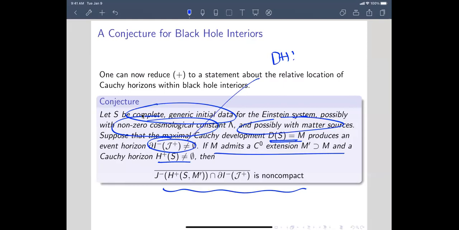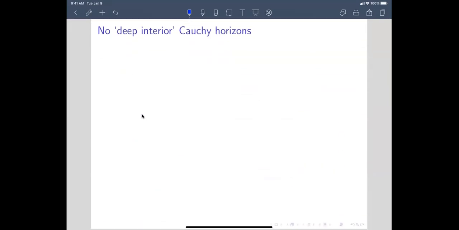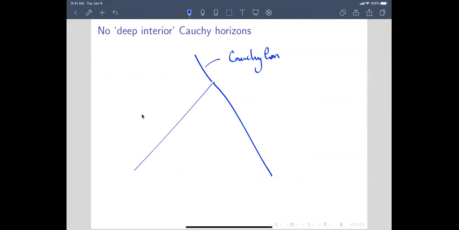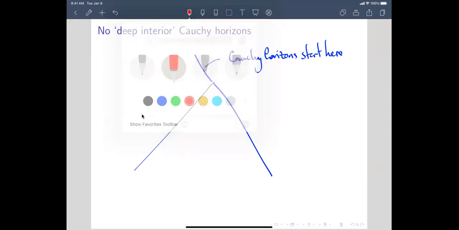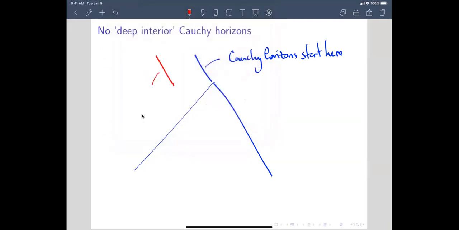And what this means is that essentially my Cauchy horizons start here, and not here. Okay. And what's nice about this is that this is now a PDE conjecture.